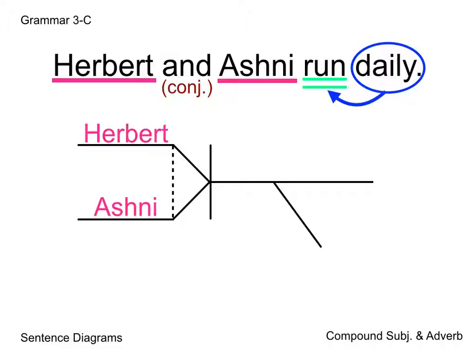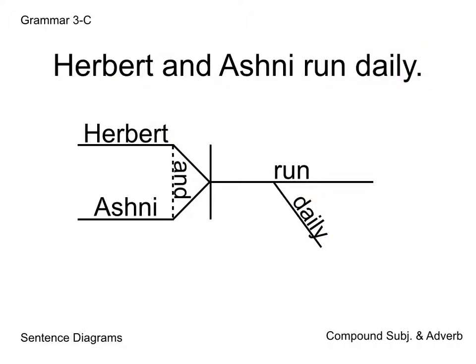So let's fill in the blanks. We have our subjects, Herbert and Oshni, on those blanks. And then we have our conjunction and the little triangle. And then we're going to put in our verb after that bisecting line, run. And then, of course, our adverb is describing the run. So we are going to have that as an offshoot from the verb. And that will be daily. And that's how you will diagram a compound subject and adverb.